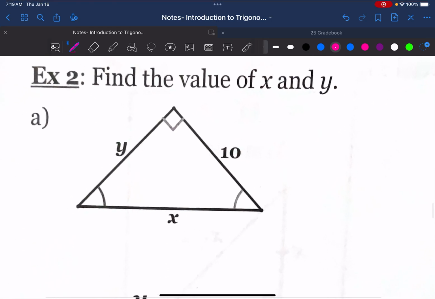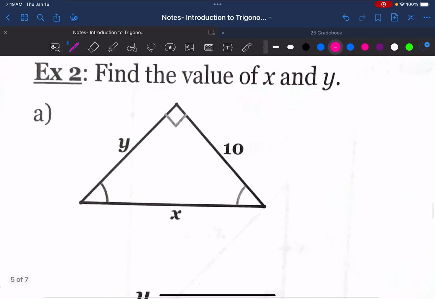So if we look here, I need to find my x and my y. This one is going to throw you off because last time x was a leg. This time my x is a hypotenuse. So please be careful because the lettering doesn't matter. We know this is a hypotenuse. This is a leg. So we know that this is 10.